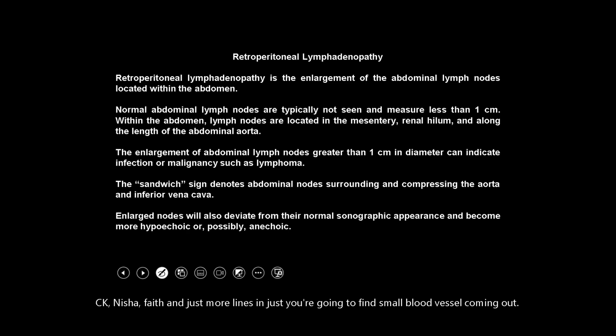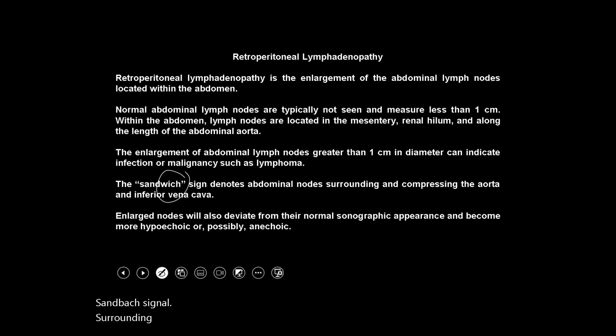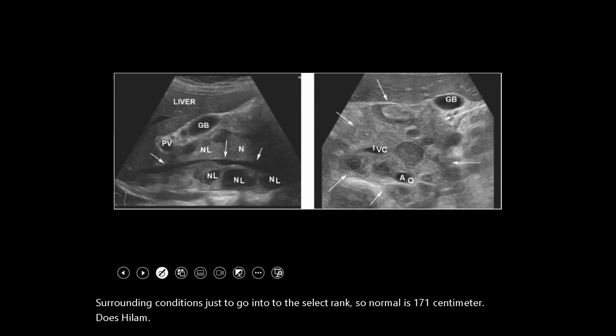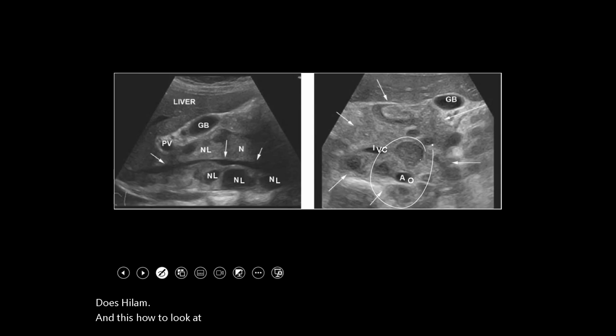Larger lymph nodes greater than 1 centimeter indicate malignancy. Usually you look for the sandwich sign: nodes surrounding and compressing the aorta, around the aorta, going down to the celiac trunk. So normal is 1 centimeter, and it has a hilum. This is how it looks: it is just surrounding the aorta and IVC lymph nodes. This is called the sandwich sign.